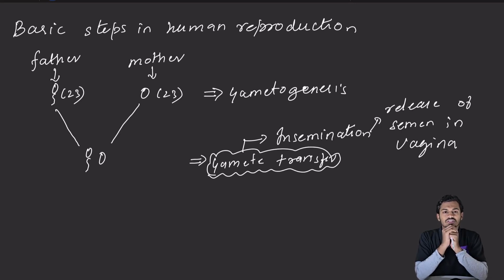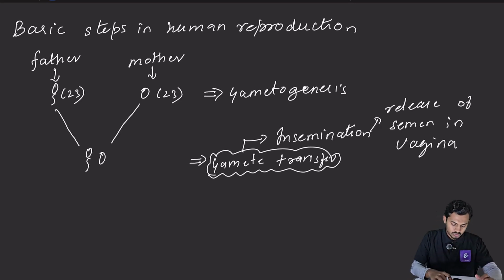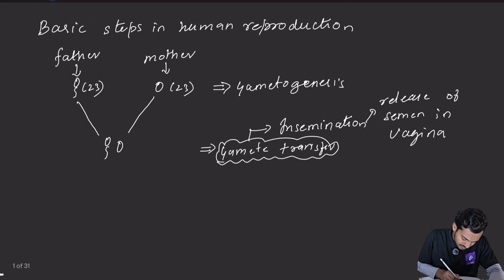So what is insemination? At the time of intercourse, the male will ejaculate the semen in the vagina of the female, and the semen has sperms. So the sperms from the vagina travel through the cervix, they will go to the uterus, they will go to the fallopian tube, where the ovum is present. So the sperm will come close to the ovum. That step is called gamete transfer, and it happens with the help of an important step called insemination.